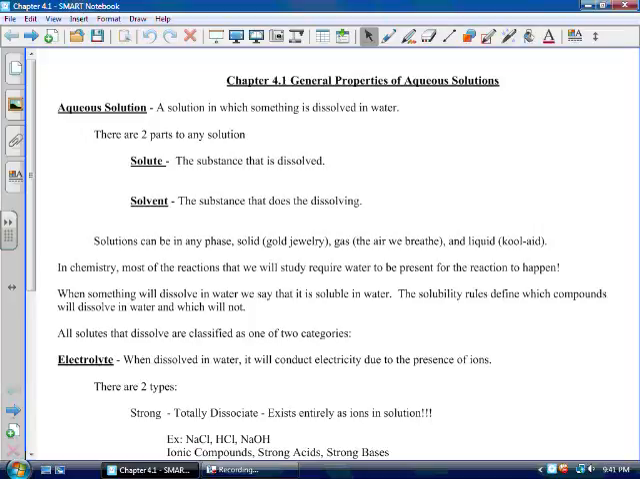In the gas phase, the air we breathe is a perfect example of a solution. The air we breathe is a solution of three main gases: oxygen, nitrogen, and carbon dioxide. About 78% of the air we breathe is nitrogen. About 18% is oxygen, and about 1 to 2% is carbon dioxide and some other trace gases.